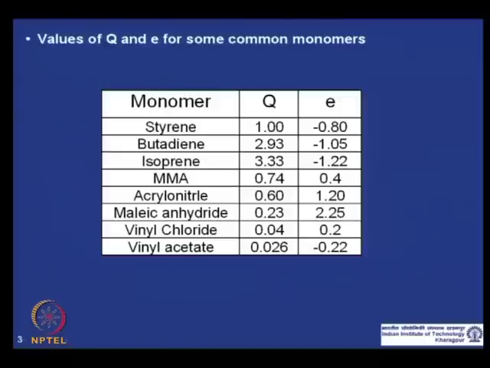So basically now we know what Q and E are, what the basis of these values is, and how to experimentally or semi-empirically get these values in comparison to the arbitrarily assigned values of styrene. From these Q and E values, we can now predict whether two monomers can copolymerize or not, and their ranking in reactivities. So with this we have basically completed our discussion on radical copolymerization.